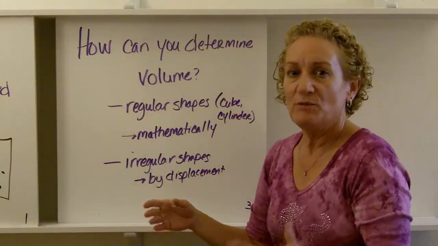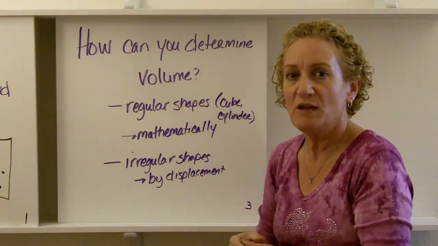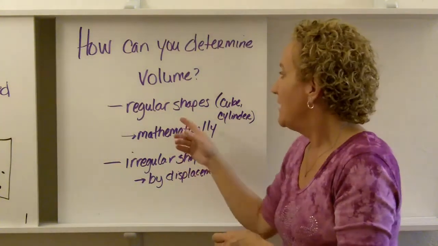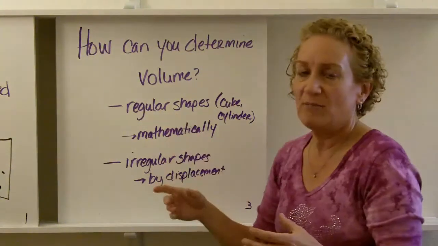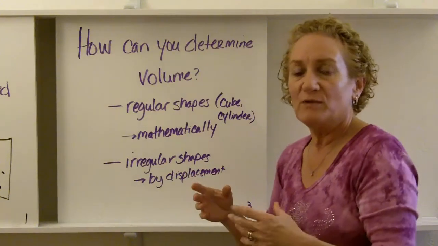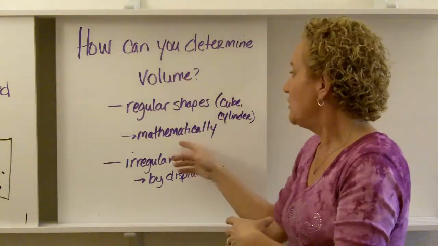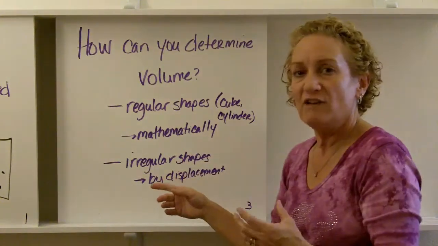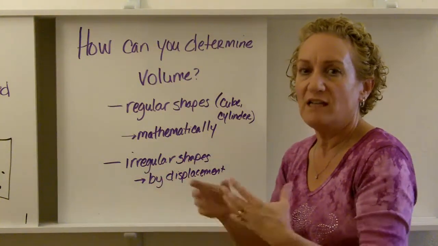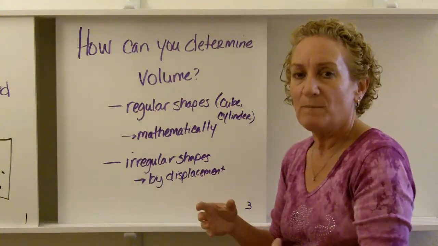Mass is pretty easy to determine. You just stick it on a balance, but volume can sometimes be problematic. So let's talk about 2 ways you can determine volume. The first thing is if you have a regular shape, like a cube or a cylinder or a sphere. We all know the mathematical formulas for determining that: length times width times height, that kind of thing. So you can do those mathematically. But what if you have an irregular shape like a rock and you haven't taken calculus, you don't know any of that kind of stuff yet? So how do you figure out the volume?